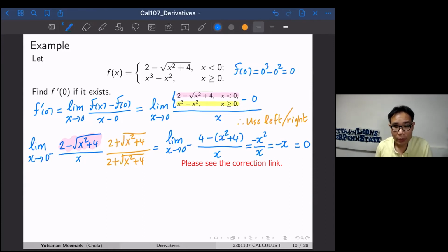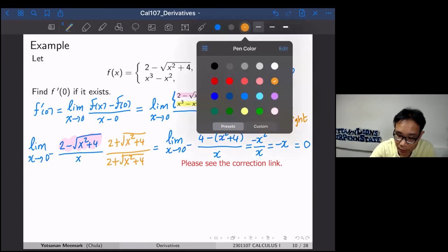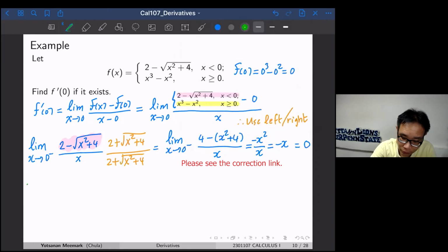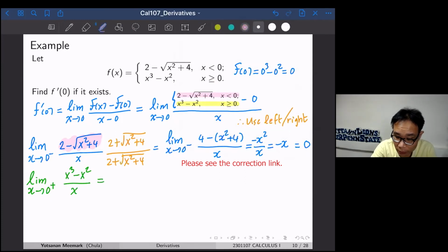Okay, so this will be the limit from the left side. The other one will be the limit from the right side of 0. So it's going to be the yellow formula. So it's going to be x cubed minus x squared. Okay, minus 0. So you don't have anything else, and it's going to be over x. So this is the yellow formula.